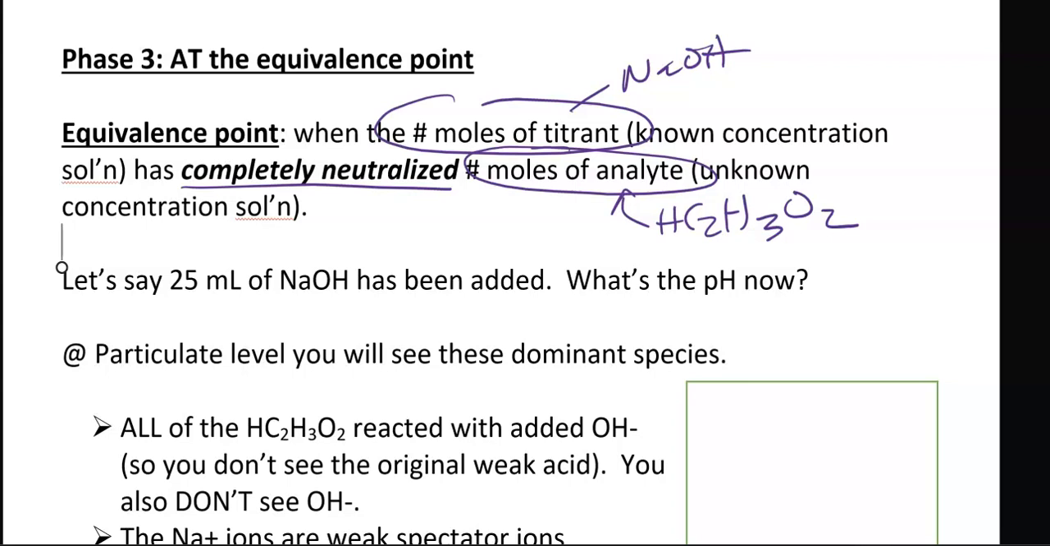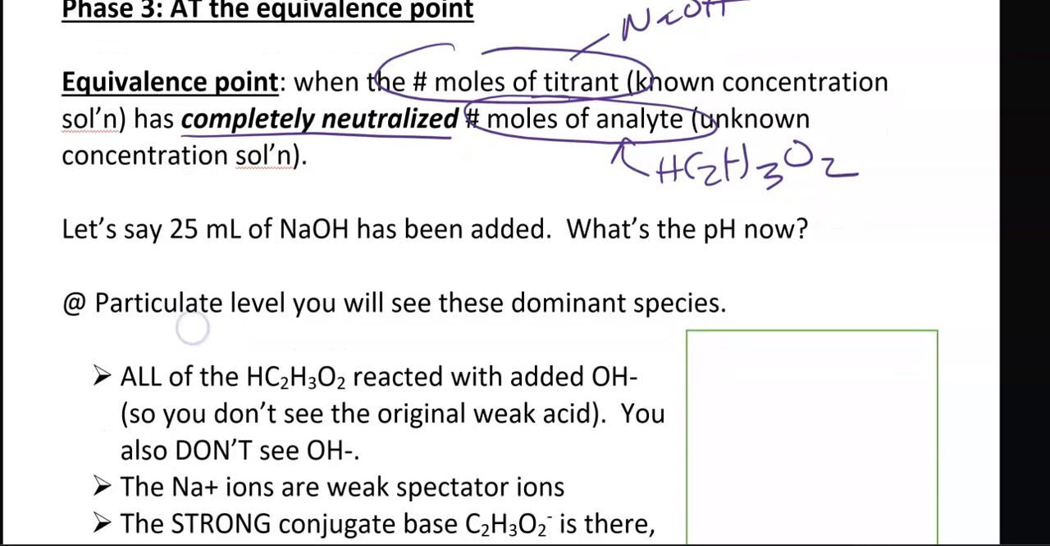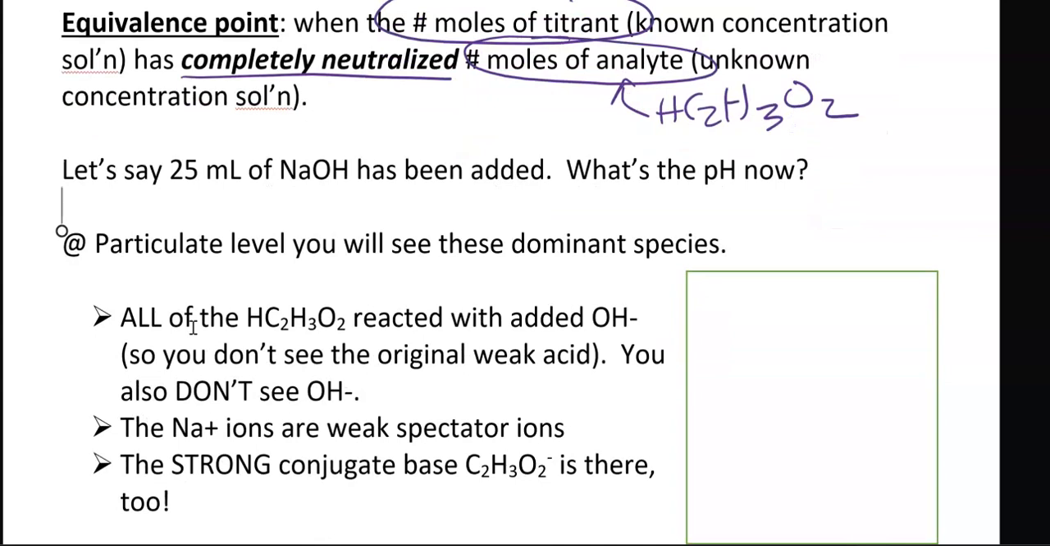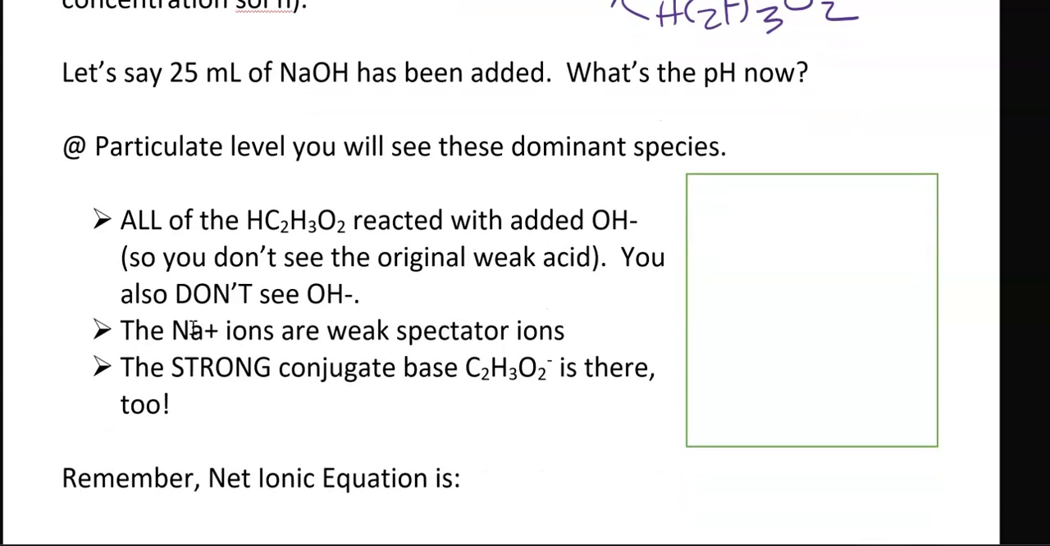So here's a hypothetical, keeping on with our big narrative here. Now we've added 25 milliliters of sodium hydroxide, and we have to consider what the pH will be. So we need to consider what species are present at the particle level. We know that all of the weak acid has been consumed. It's been reacted with hydroxide, so you don't see either one of those ions at this point. You do see spectator sodium ion, so I'll go ahead and draw those in.